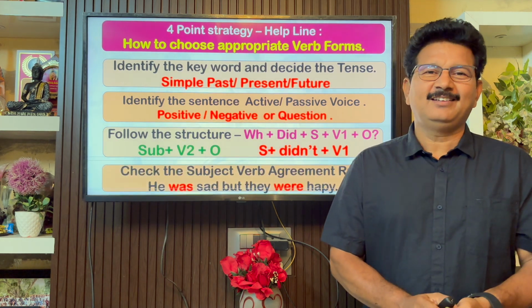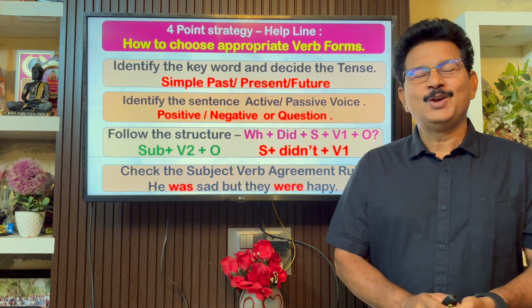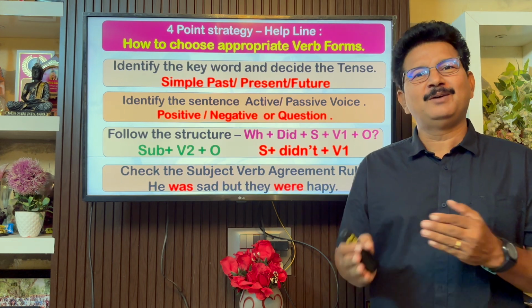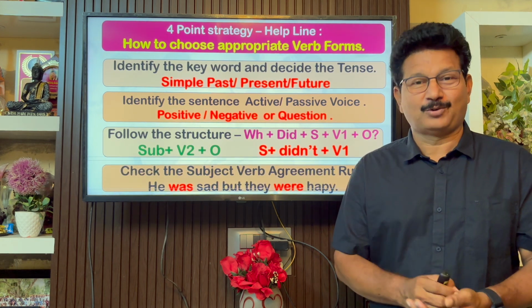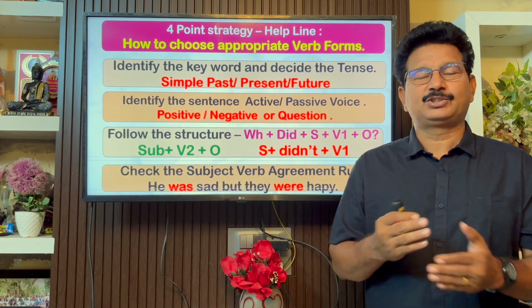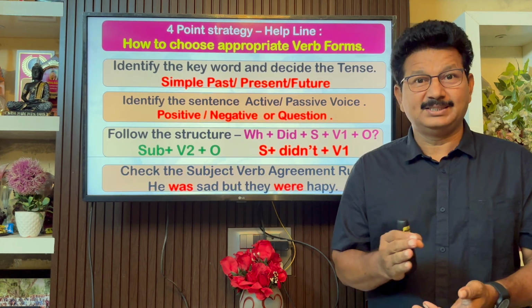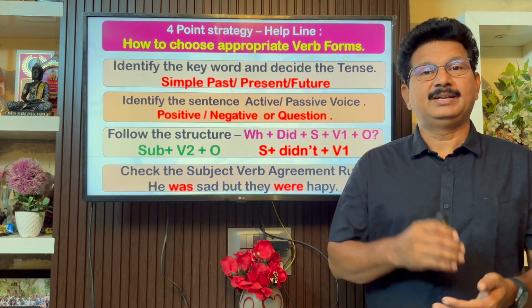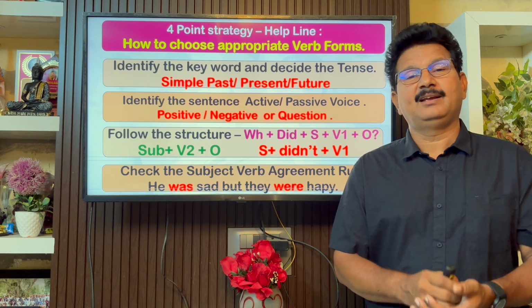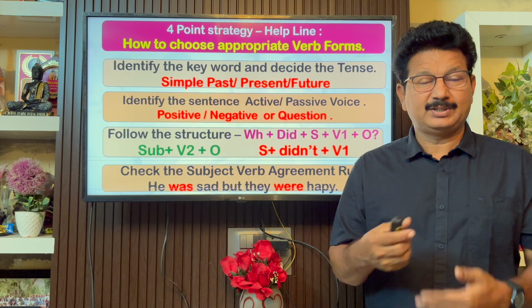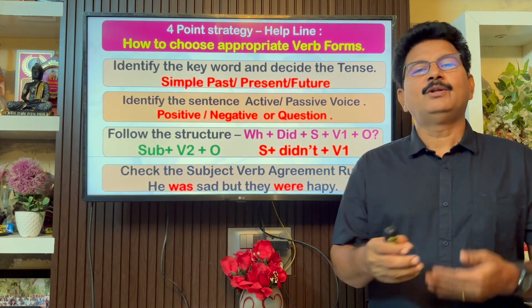And finally, a very important one is that you have to check the subject verb agreement. That's very important. So if it is he or I or she, we use was. And the second one is if it is we or you or they, it is always were. So I'm talking about the helping verbs.